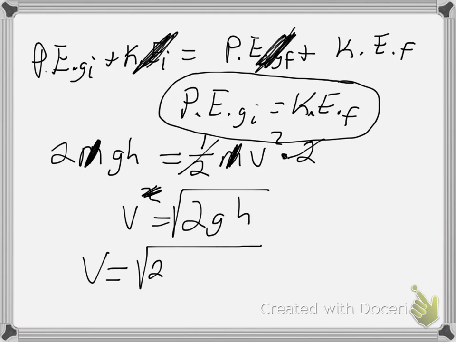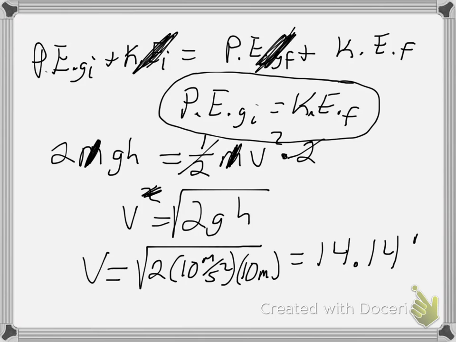And so we notice that our velocity is going to be the square root of 2gh. So in this case, it's going to be 2 times 10 meters per second squared times a height of 10 meters. And this is going to be 2 times 10 is 20, times 10 is 200. The square root of 200 is going to be right around 14.14 meters per second. And that's the speed that it's going to hit the ground with.